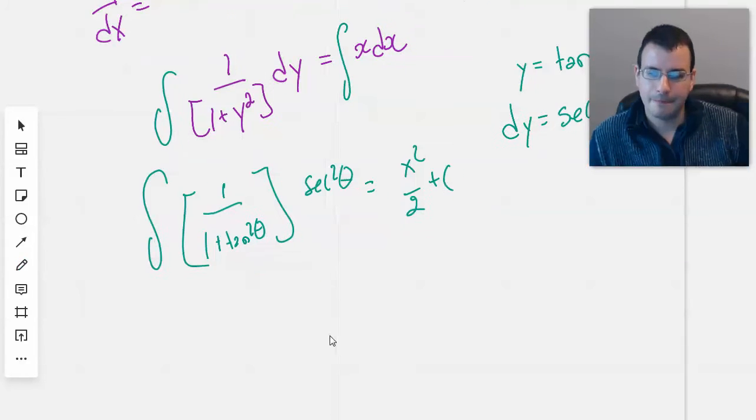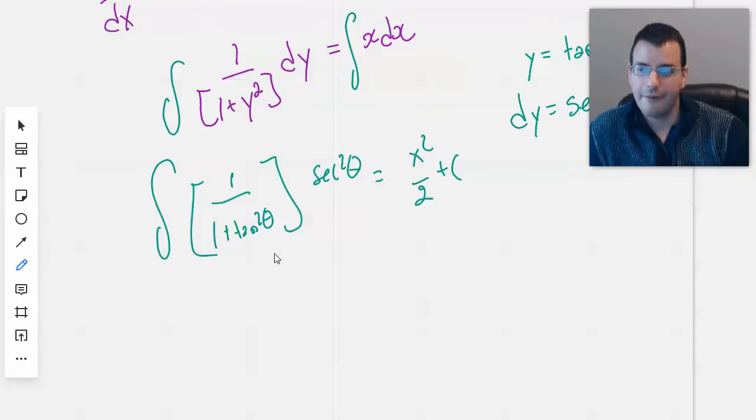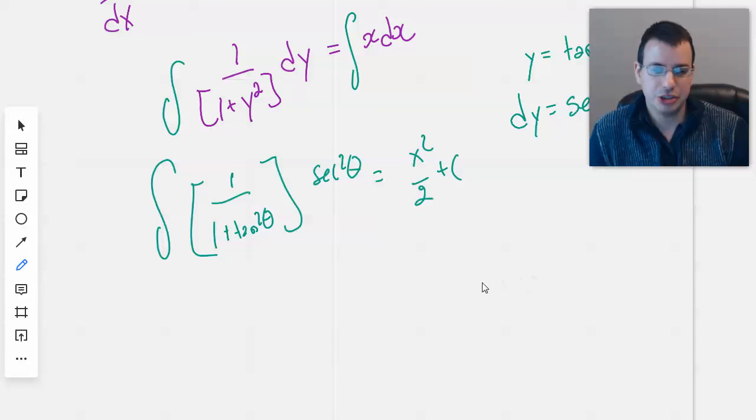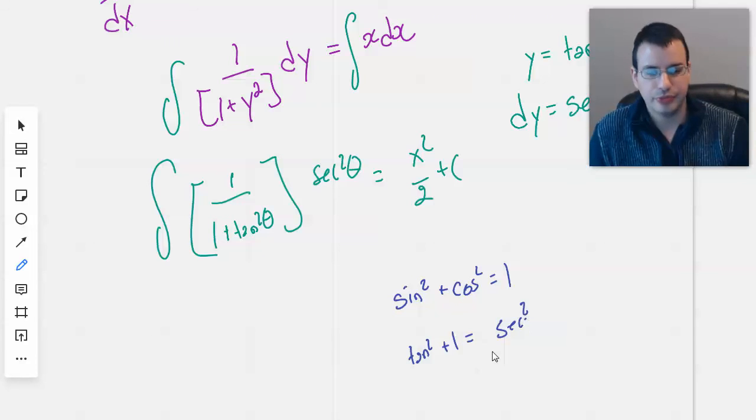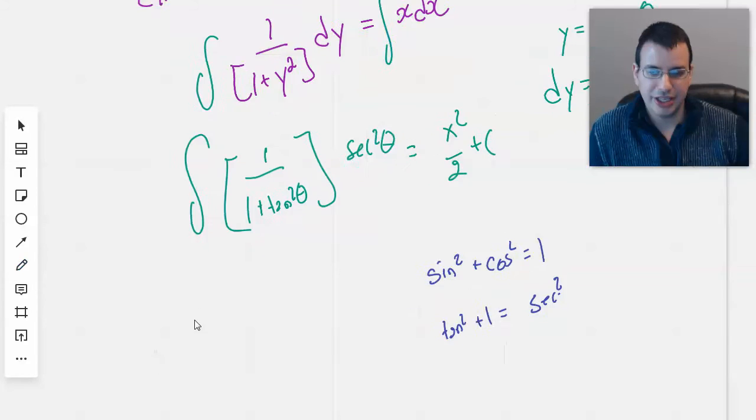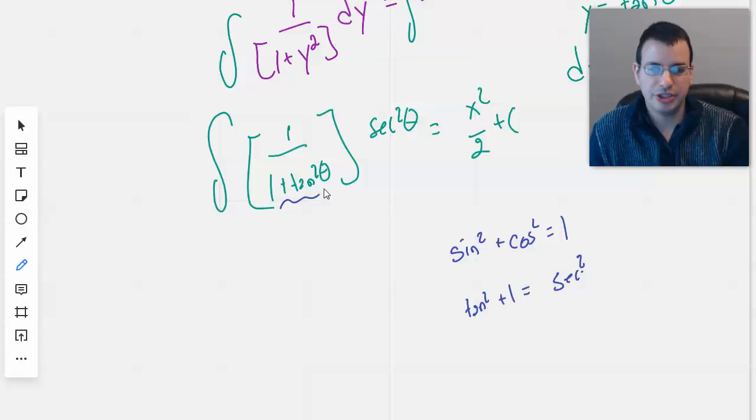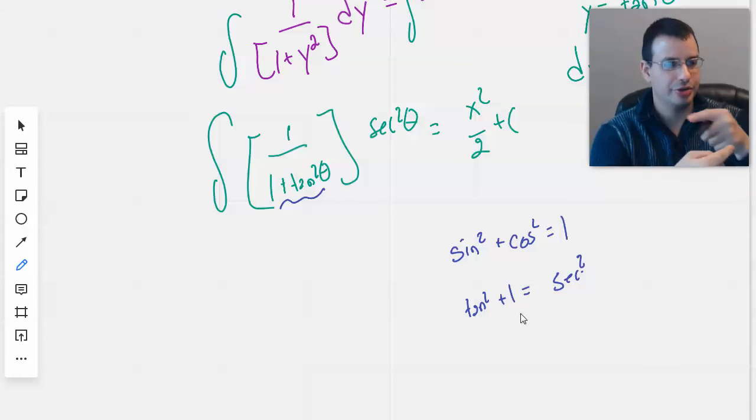Okay. So we have 1 plus tangent squared theta. So you think, all right, sine squared of theta plus cosine squared of theta equals 1. Divide both sides by cosine squared of theta. We get tangent squared plus 1 equals secant squared. And I left off the thetas just for ease of use. And so this 1 plus tangent squared, okay, this is tangent plus 1. You can move them around. It's okay.